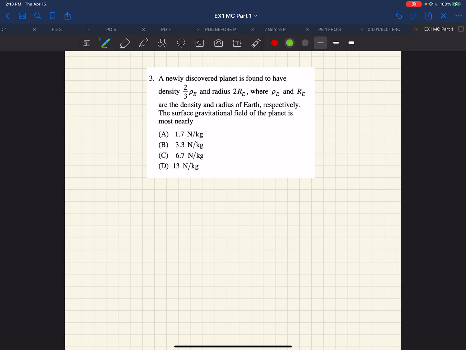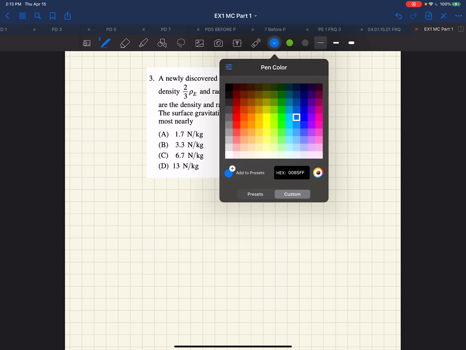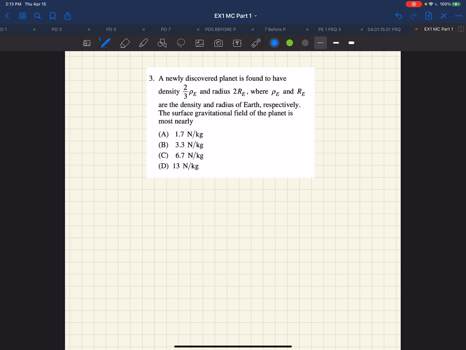For this question, we're making a comparison from the planet Earth to the new planet that was discovered. So let's start out with our Earth. Our Earth has a radius of RE. It has a mass of ME. It has a density of rho E. And it has a GE, gravitational field strength, equal to 10.